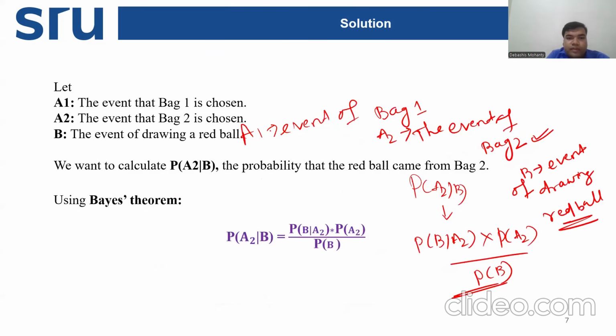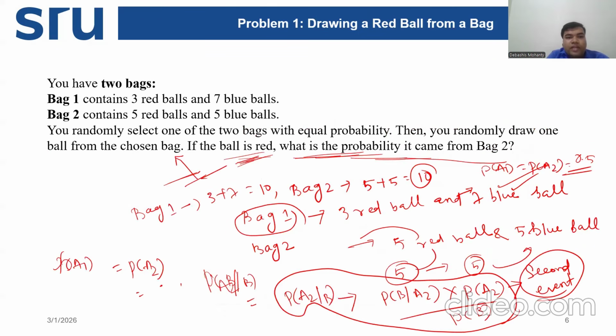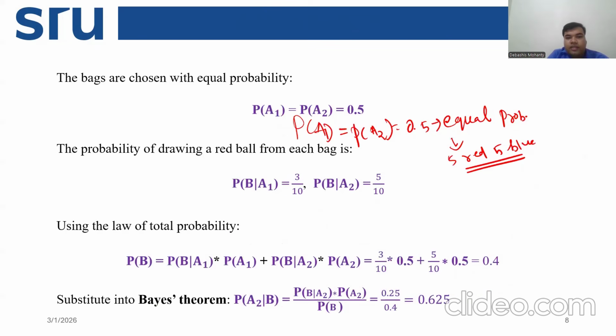So coming to the question, bag 1 contains 3 red balls. Try to see this question. And bag 2 contains 5 red balls. So here, from the total 10 balls, we are choosing only red balls, right? So first of all, we need to calculate the probability of B given A1. That means choosing the red ball from event 1, bag 1. So bag 1 contains how many red balls? Tell me. 3 red balls.